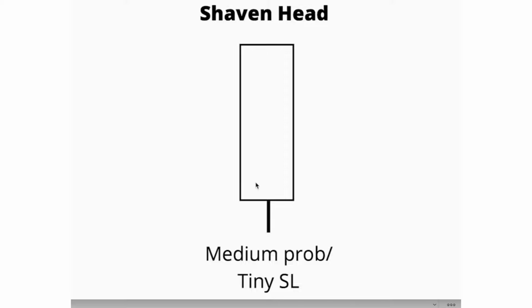So shaven head, medium probability. I like to trade these because I can take a trade here and I think to myself, well, there's a 50-50 chance of it winning. And if it loses, it doesn't matter. I'm risking 10 pips. If it wins, I could be in for 50 pips. So I've got something like a 10-to-1 risk-reward ratio on these sorts of trades. I like it very much.